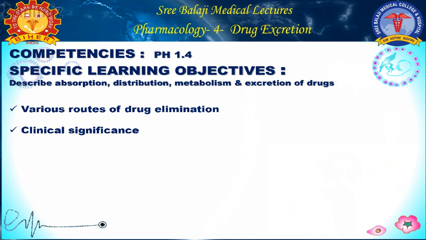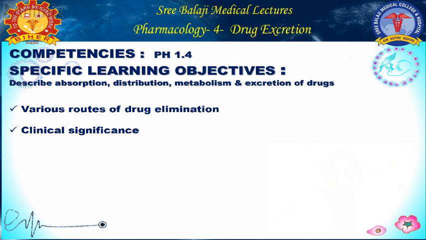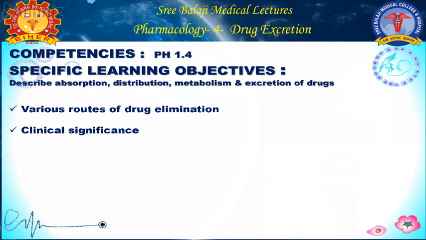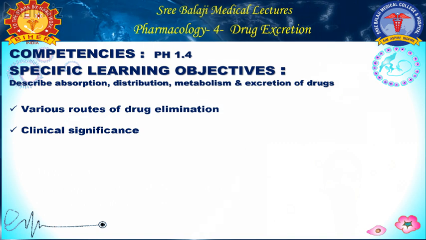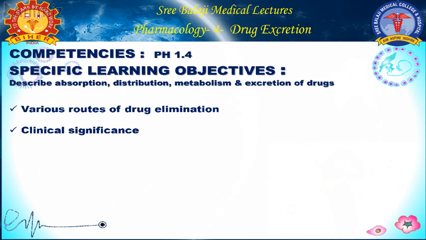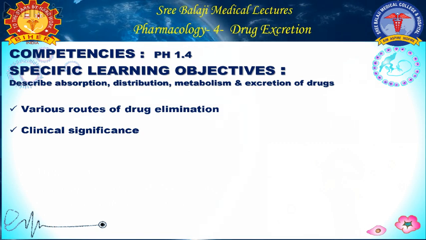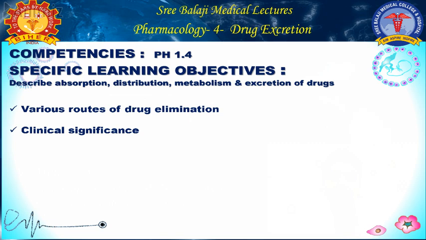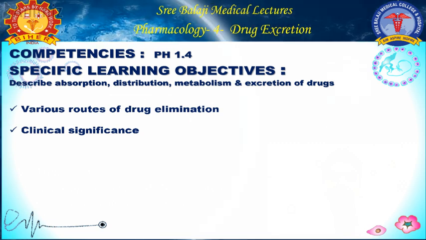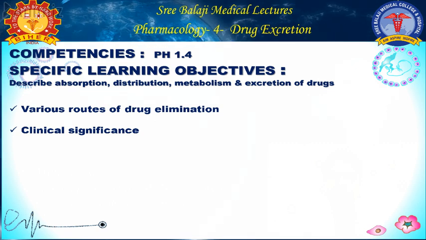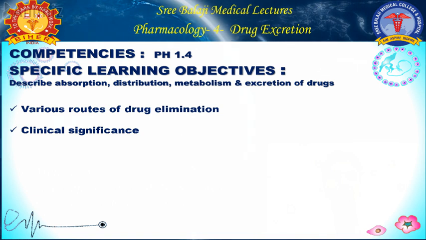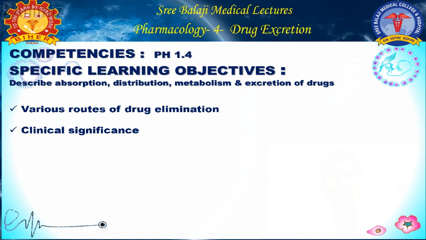So the introduction for today's class: we have to know the difference between elimination and excretion. Elimination includes drug metabolism plus excretion. That is, a drug must get broken down and then excreted. So metabolism plus excretion is called elimination, whereas excretion alone is the process by which the body gets rid of the drug.